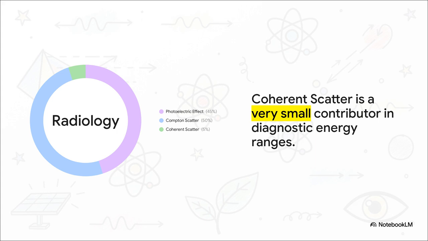And what about our gentle little dance, coherent scattering? Well, as you can see here, in the energy range we use for X-rays, it's a really minor player. The vast majority of what happens is dominated by two other processes: the photoelectric effect, where the photon gets totally absorbed, and Compton scatter, where it loses just some of its energy to an electron. So while coherent scattering might add a little bit of noise to an image, its overall impact on the picture and on the patient is tiny compared to the big two.